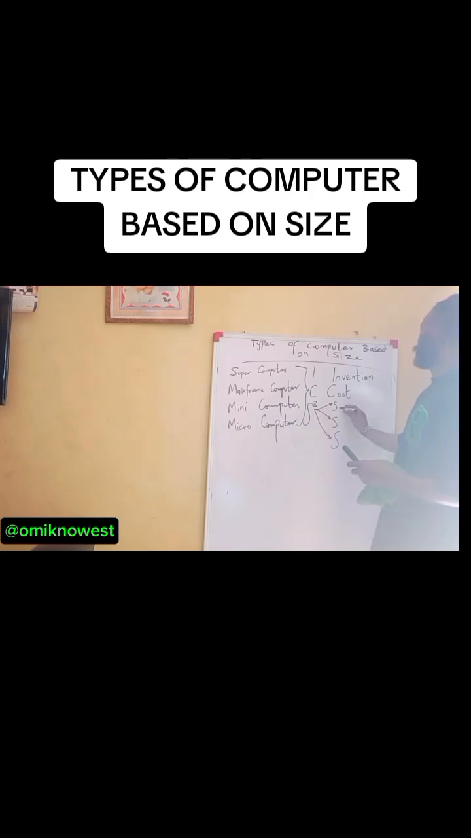Now, what is the size? Then the speed and service. What are the services? These are the things that you take note of in order to be able to identify which one is supercomputer, which one is mainframe computer, which one is mini computer, which one is microcomputer. So I call it the ICS cube.